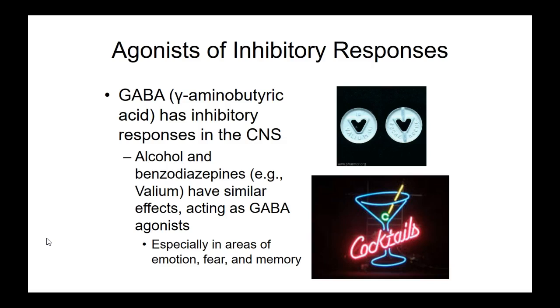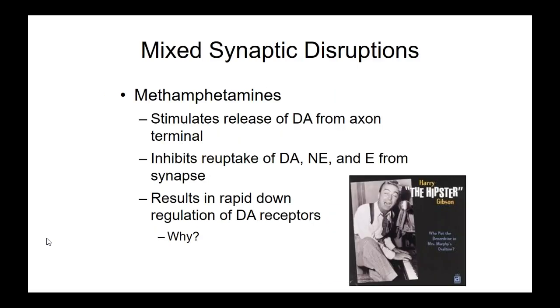So Rohypnol, sometimes known as the date rape drug, okay? Roofies, they affect this system. All right. So remember, when we talk about antagonists and agonists, not only can we talk about antagonists and agonists for excitatory neurotransmitters, but also inhibitory neurotransmitters.